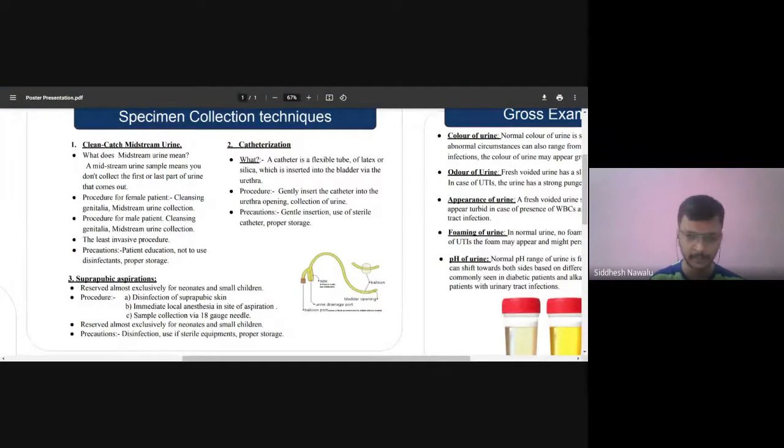is injected subcutaneously. Then after a while, an 18 gauge short bevel spinal needle is inserted into the urinary bladder, and 10 ml of urine is aspirated into a syringe and then transferred into a container. Then the container, as usual, should be sealed properly, labeled and sent for analysis.